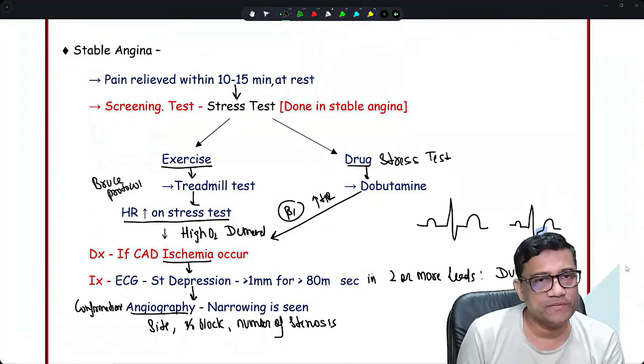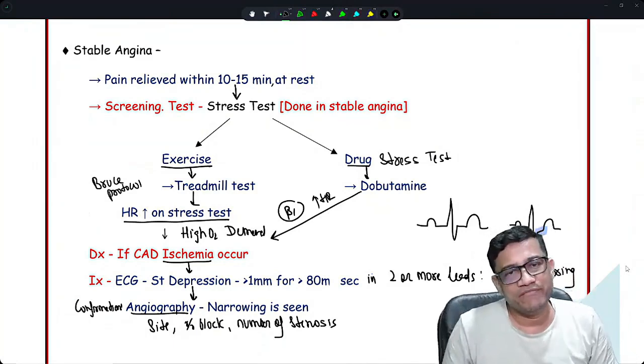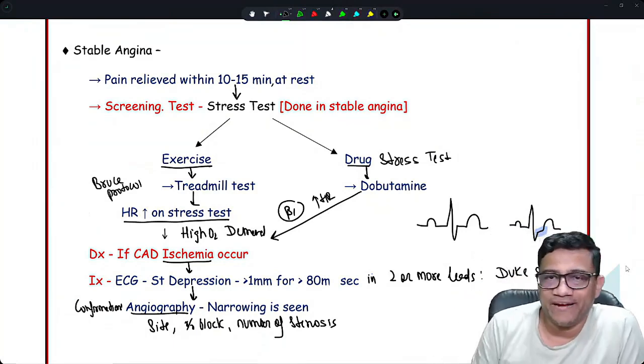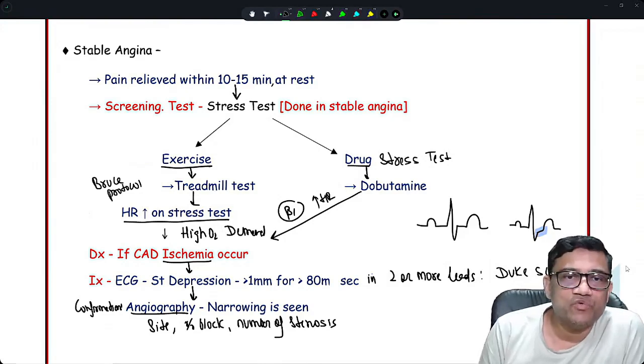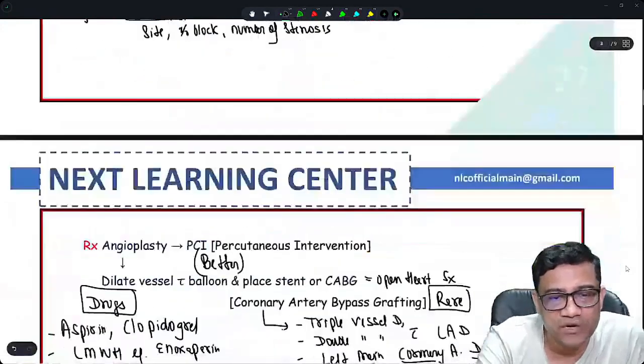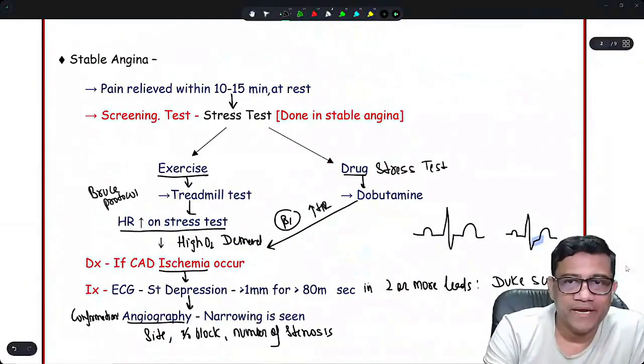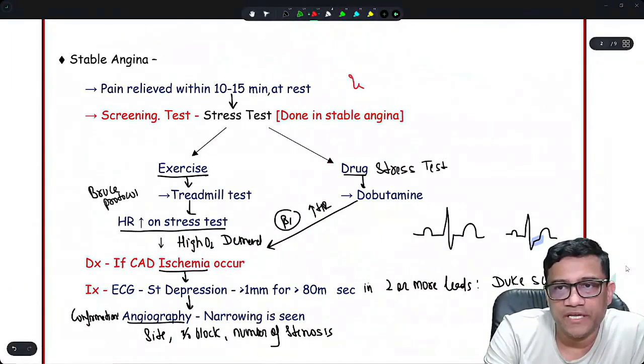Now comes the question. Stable angina: the pain is relieved within 10 to 15 minutes at rest, and if not relieved, it is unstable. If not relieved, it is unstable. Okay, clear? At rest, and it worsens in unstable.